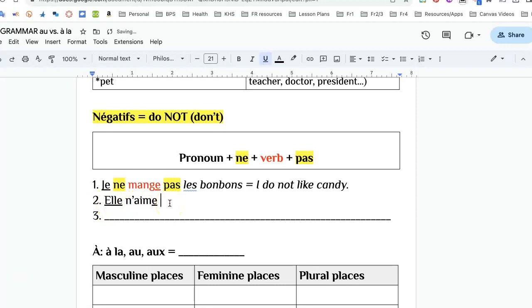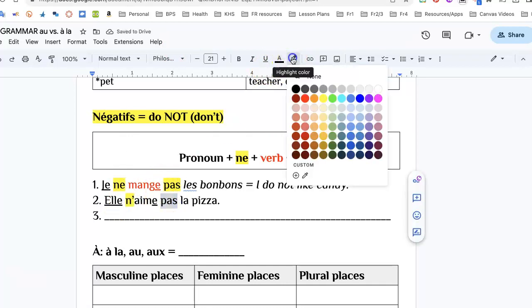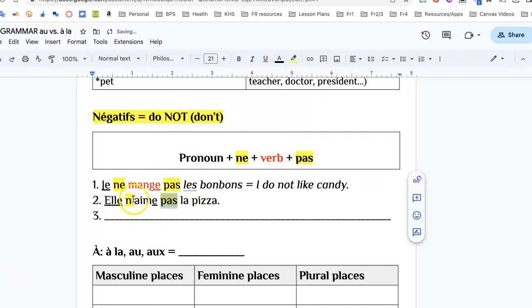What comes next? Look at our formula. Hopefully you did pas. Elle n'aime pas la pizza. She does not like pizza. Now let's do the same thing. Let's highlight this in yellow. Ne pas. Notice it's around the verb like a bookmark. And then make our verb a color. Elle n'aime pas la pizza.